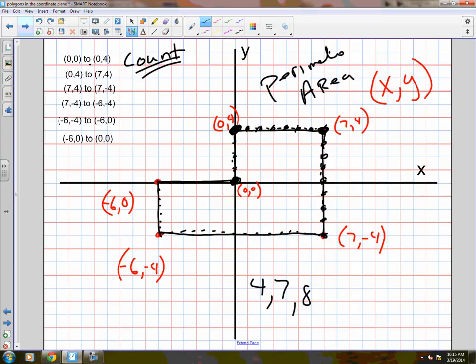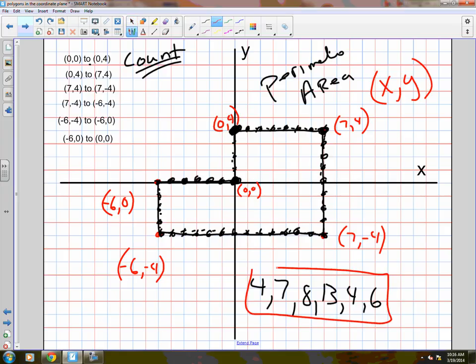Let's go all the way to the left. 1, 2, 3, 4, 5, 6, 7, 8, 9, 10, 11, 12, 13. Let's go up. 1, 2, 3, 4. Let's go back home. A 1, a 2, a 3, a 4, a 5, a 6. Let's remember those numbers. 4, 7, 8, 13, 4, and 6. Now, how easy was that? All we did was count. Pretty cool. And we do have a polygon.